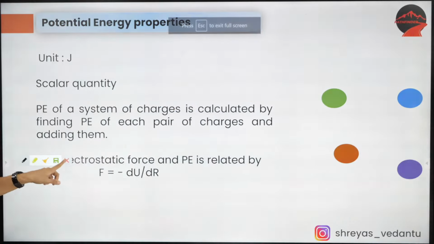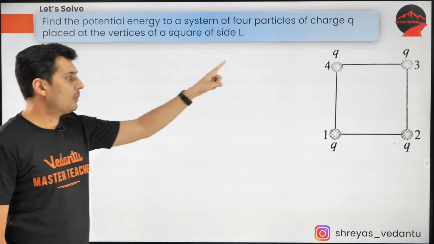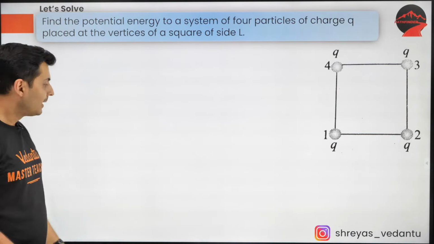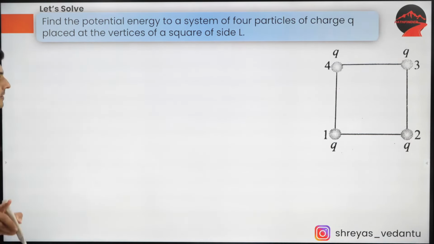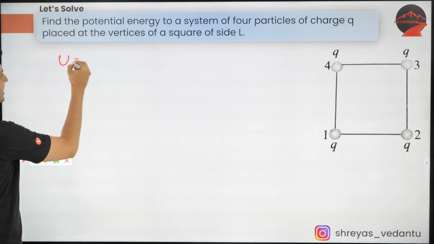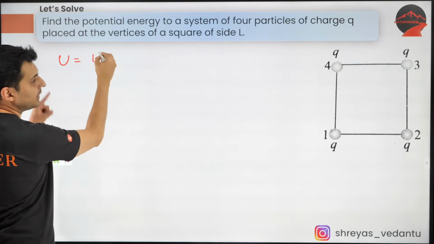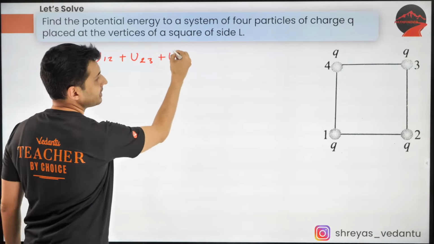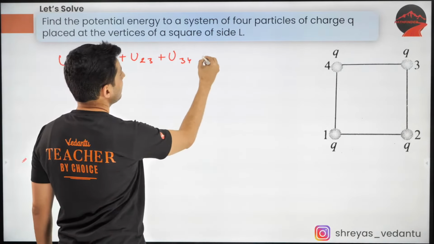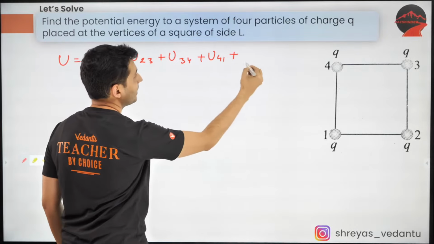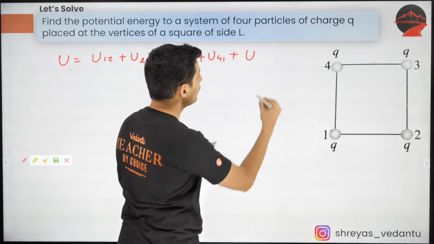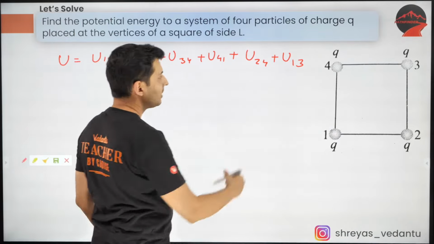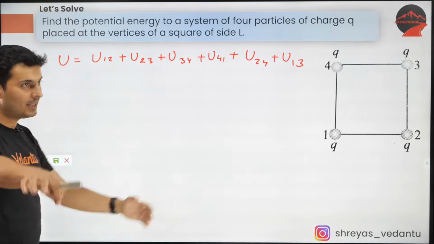So now that is clear, let's get going to the question. Let's see how many of you have got it. Some of you have already got it. Very good. Excellent. So guys, what you need to do is potential energy between 1, 2 plus potential energy between 2, 3 plus potential energy between 3, 4 plus potential energy between 4, 1 plus potential energy between 2, 4 plus potential energy between 1, 3. So all the combinations have been taken.